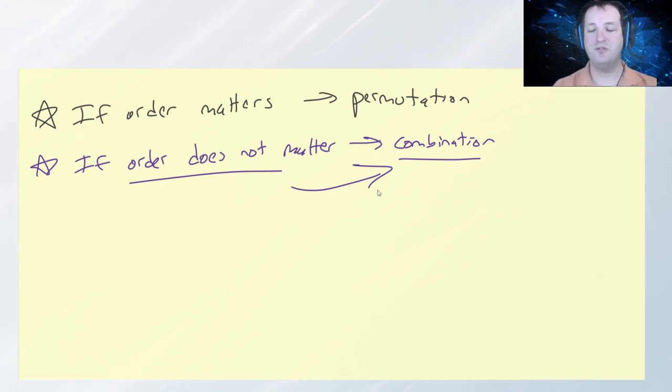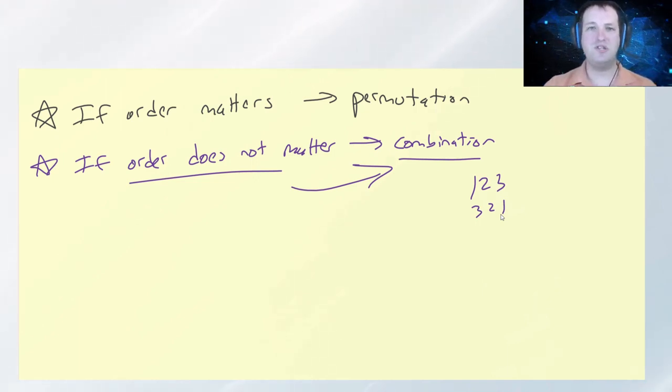With respect to the English word, like combination locks, this is counterintuitive because for a combination lock, a particular order does matter. For example, if you have 1, 2, 3 and the code is actually 3, 2, 1, then that won't work. So don't get confused by the intuition of the word combination and combination lock. But if order does not matter, then it is a combination.